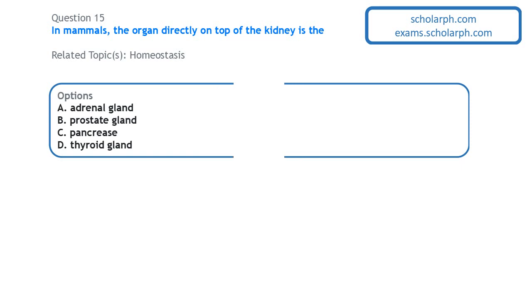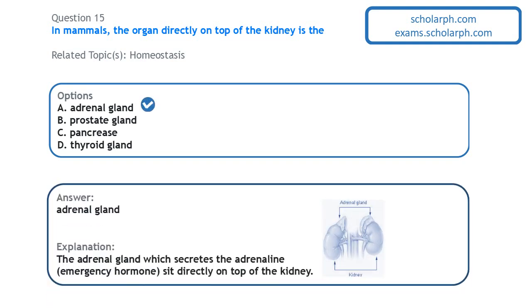Question 15. In mammals, the organ directly on top of the kidney is the adrenal gland. The adrenal gland is the hormonal gland which secretes the hormone adrenaline. Adrenaline is a hormone that we call the emergency hormone. It functions in emergencies, or in a fight or flight situation where an organism needs to respond to something.